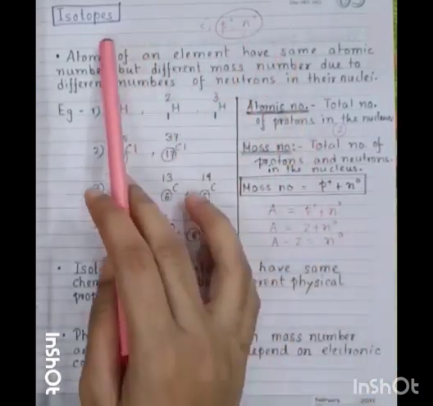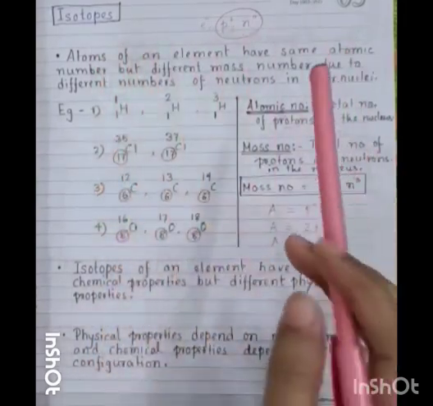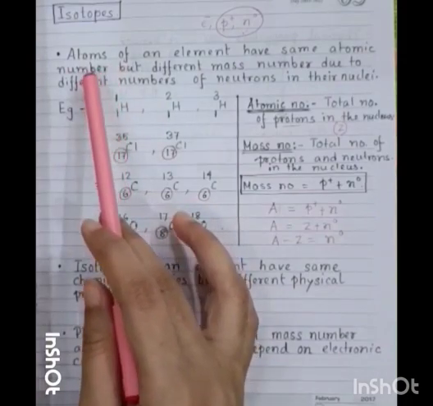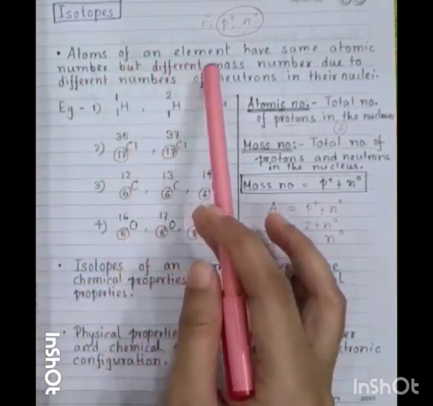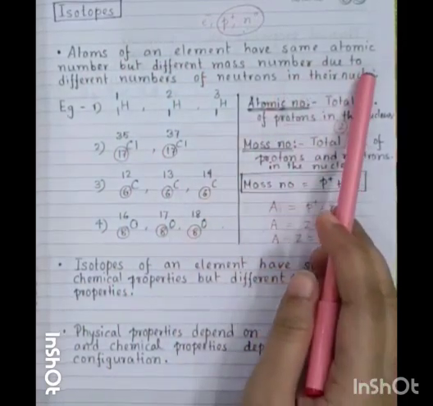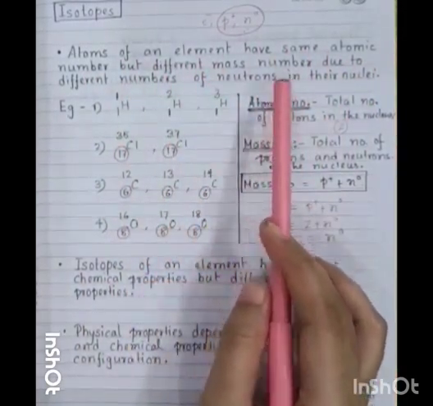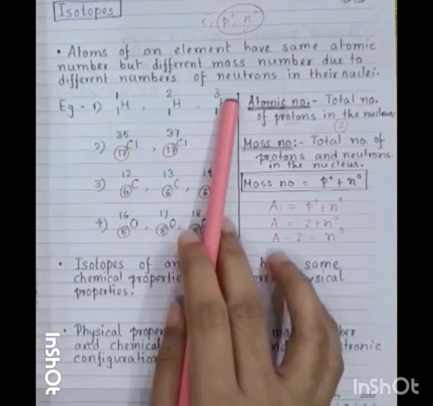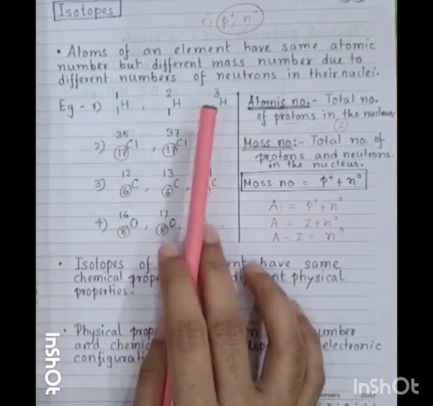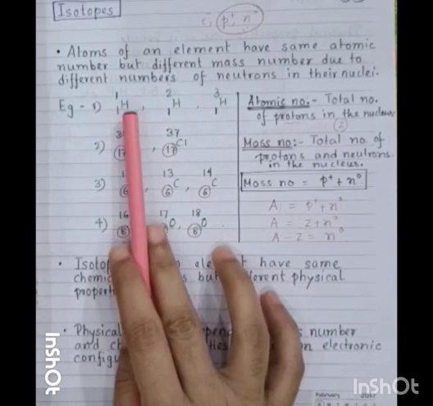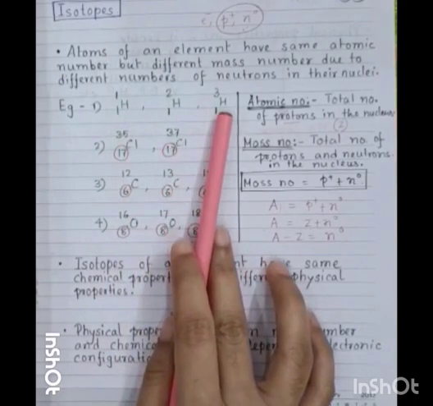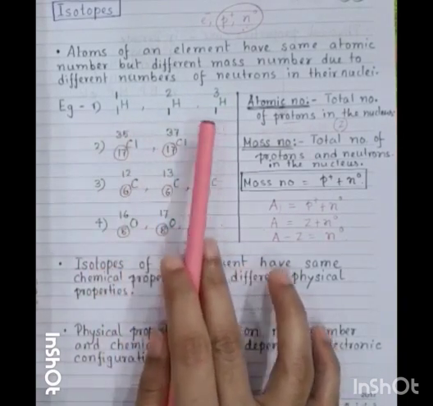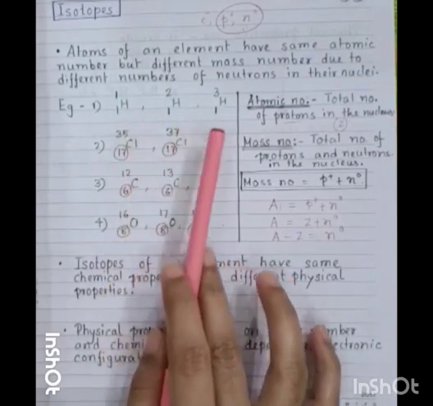Now let's get back to the main topic, which is isotope. The definition of isotope is like this: isotopes are the atoms of an element, or atoms of the same element, which have the same atomic number but different mass number. Let me explain the concept of isotope with a suitable example. You can see the first example written over here is the example of hydrogen. Here you can see three hydrogen atoms are written which have the same atomic number. You can see 1, 1, 1, and same atomic number means they have the same number of protons.